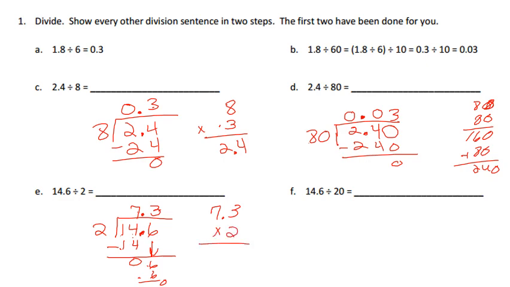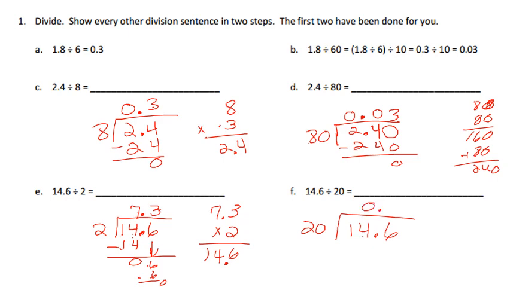Let's go ahead and multiply it out. Now I'm just going to act like the decimal's not there, and I'll multiply it out. 2 times 3 is 6. 2 times 7 is 14. Now I estimated 7 times 2 would be 14, so the reasonable place to put the decimal would be right there. On the last one on this page, we have 14 6/10 divided by 20.